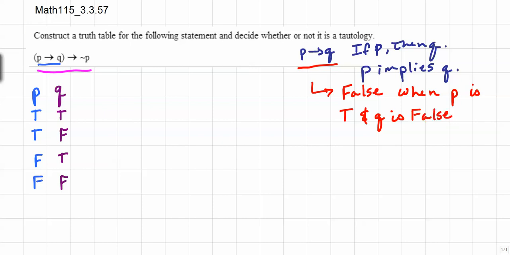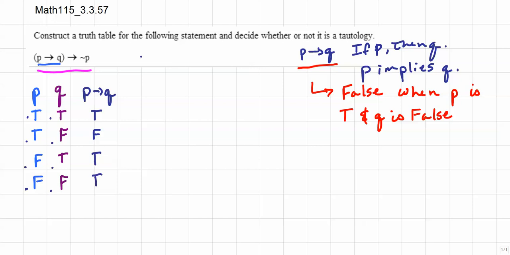So let's go ahead and put that together over here. We're going to have the statement P implies Q, or if P then Q. Notice that here it's true and true, therefore this will be true. Here P is true implies false, that would be false. Then we have false implies true, that would be true. And then false implies false, and that would be true also.